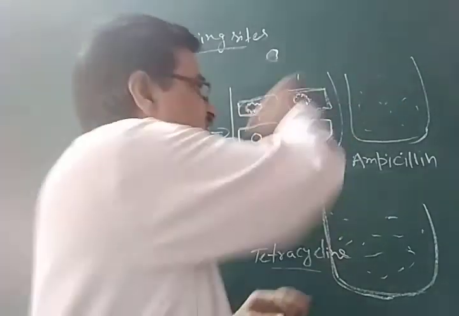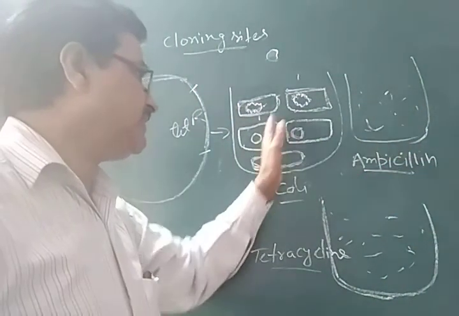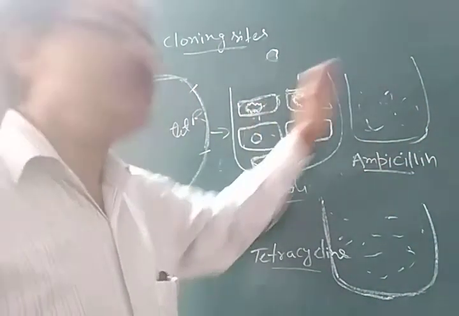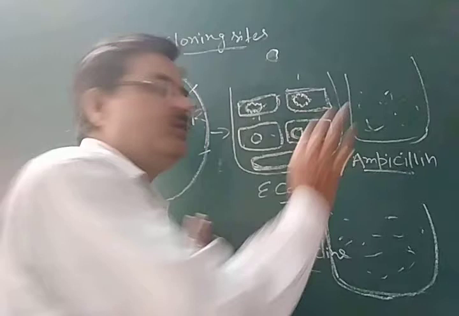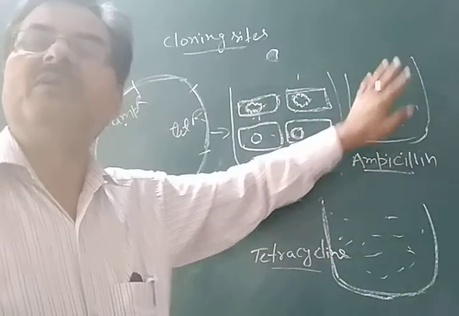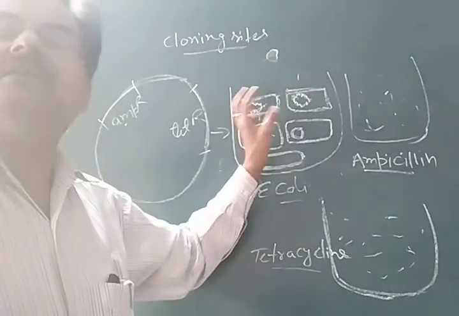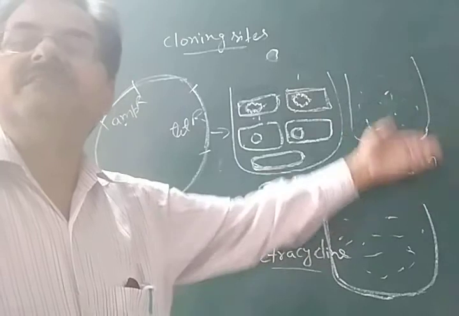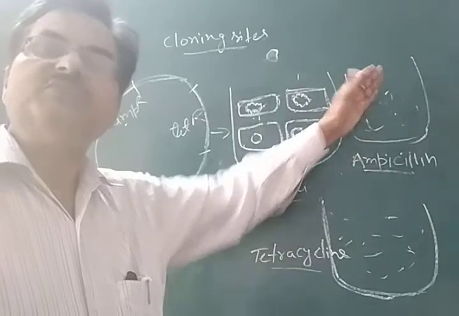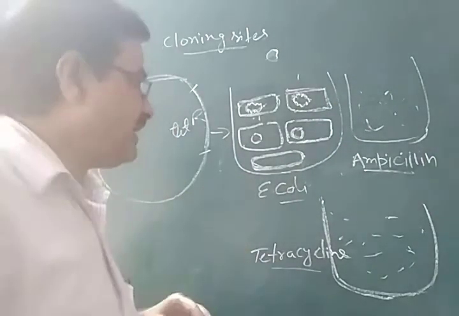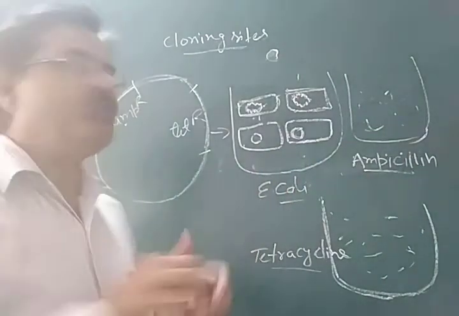So we transfer these bacteria in the ampicillin containing medium. In the ampicillin containing medium, the transformant bacteria will survive, they will grow, and the non-transformants will die. So we can isolate the transformants from non-transformants by transferring this bacterial culture into the medium that contains ampicillin. It means the ampicillin resistance gene helps to separate the transformants from non-transformants. Now we have no non-transformants, we have only transformants.